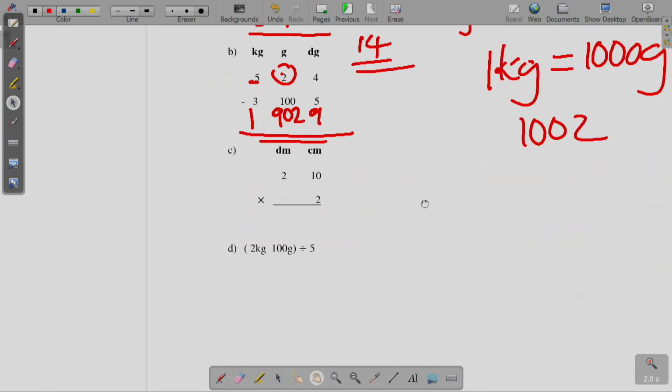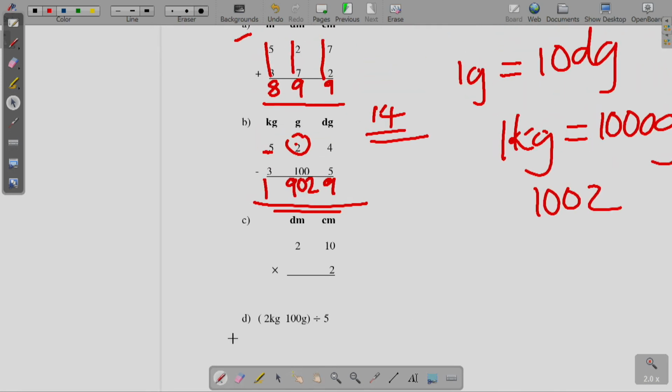Also, let's move to Roman C, where we are required to perform multiplication. So 2 times 10 will get 20. 2 times 2 equals 4. So this will be the answer.